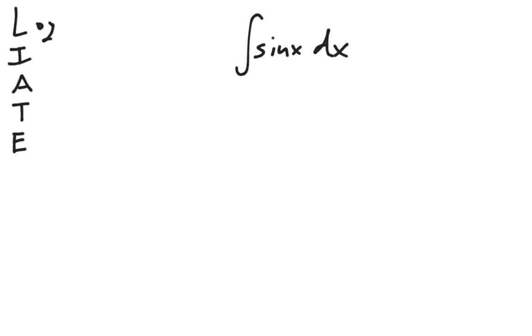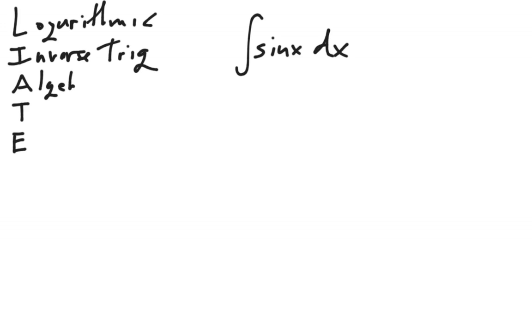L stands for logarithmic functions. I stands for inverse trig, so things like arcsine, arctangent, etc. A stands for algebraic, so things like x, x squared, x to the fifth, 7x squared, etc. T stands for regular trig, so sine, cosine, etc. And E stands for exponential, so things like e to the x, 2 to the x, etc.